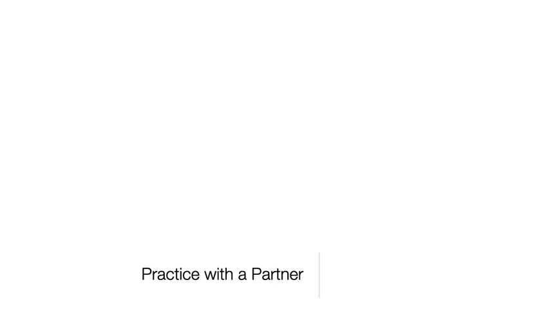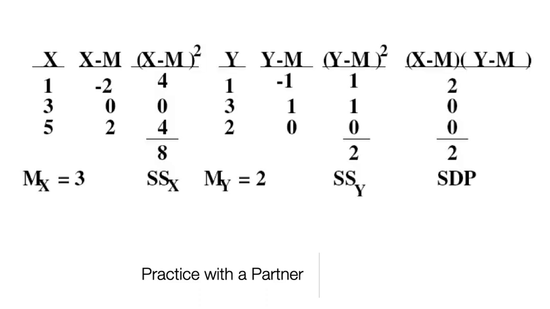The first step is to calculate the sum of deviation products. Again, we use sum of products in our shorthand from our book, so SP instead of SDP, but it is the exact same value. So again, we were given mean of X is 3, mean of Y is 2. We're going to use those values to calculate our deviation. So X minus 3: 1 minus 3 is negative 2, 3 minus 3 is 0, 5 minus 3 is 2.